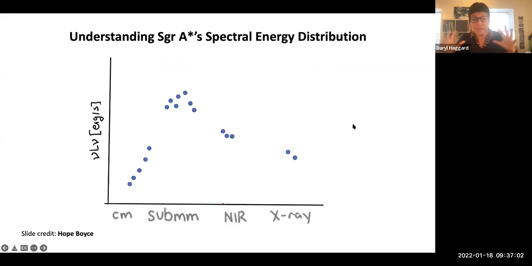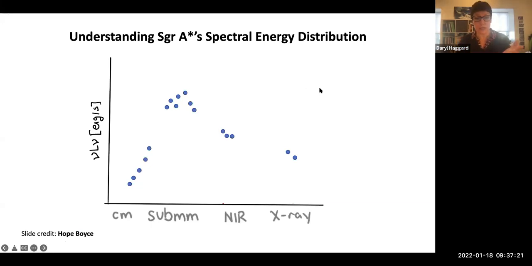Okay, so I'm going to dive in here. This is the main radiation physics part of the talk. So here we go. Bear with me. These are some amazing slides that my grad student Hope Boyce has put together to try to help us visualize how we use multi-wavelength data and multi-epoch multi-wavelength data to understand what's happening with the radiation in the galactic center.